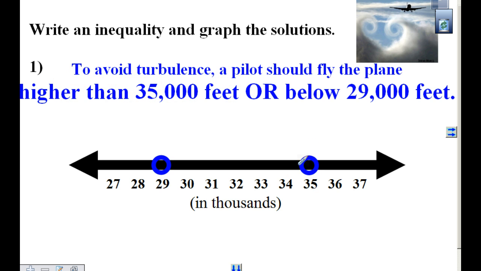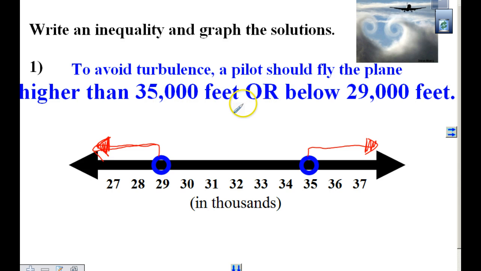So above 35,000 feet would be that direction. Or they can be below it. So 29,000 feet or lower. Okay. So that means turbulence is somewhere between 29,000 and 35,000 feet. So this is a compound inequality. It's two inequalities just on the same number line. Just like a compound sentence, two sentences just combined into the same sentence.